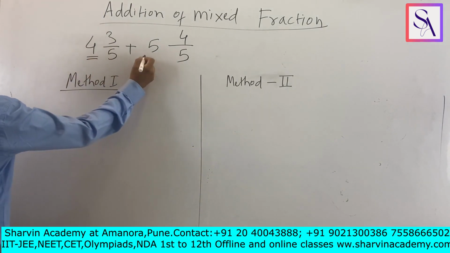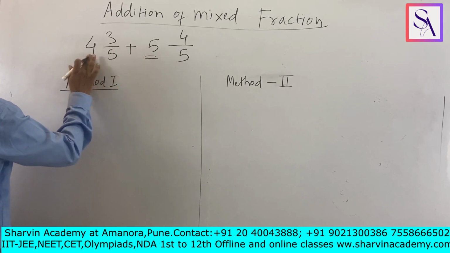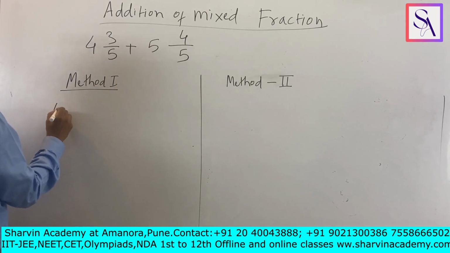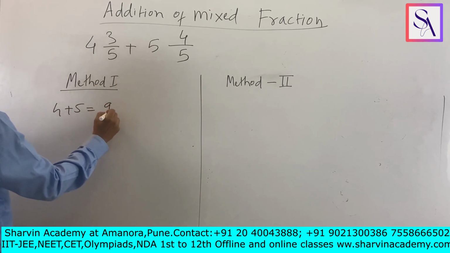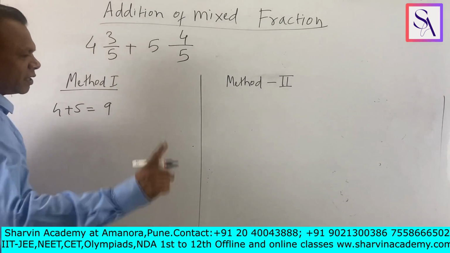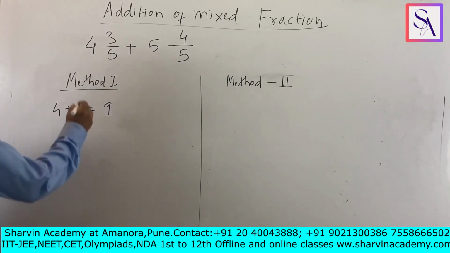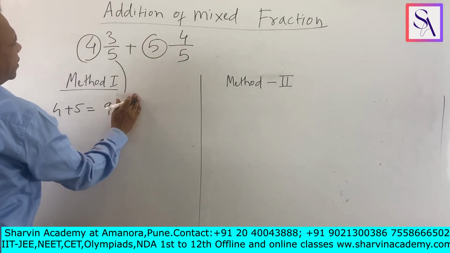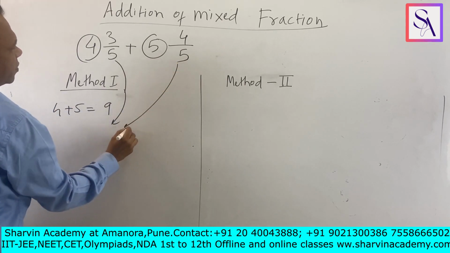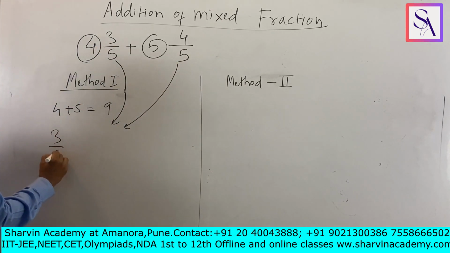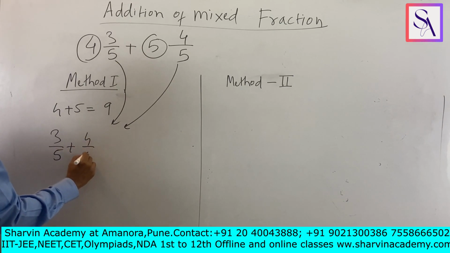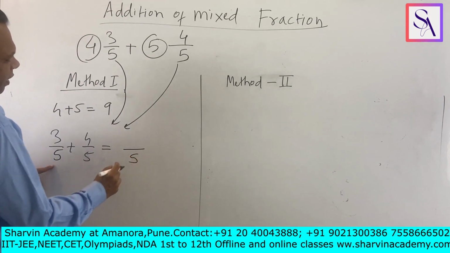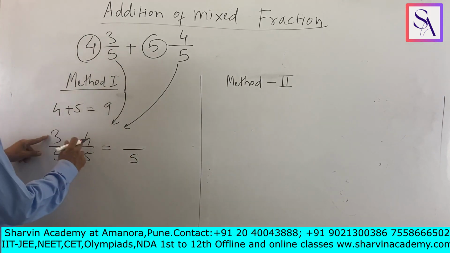So the first method is to just add these whole numbers. 4 is a whole number, 5 is a whole number, right, in this fraction. So add 4 plus 5 is equal to 9. That is the first step. Now what is the balance? If I take out this 4 and 5, this will be balance, and this will be balance. So 3 by 5 plus 4 by 5. Here the denominators are the same, 5. So I can take one denominator, add the numerators, 3 plus 4, 7 by 5.